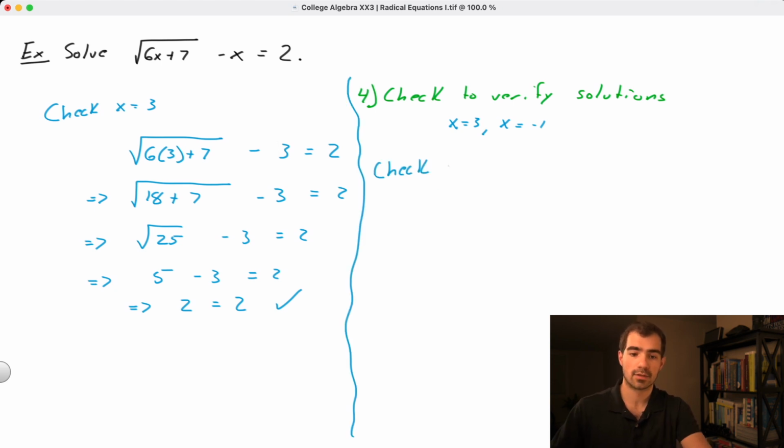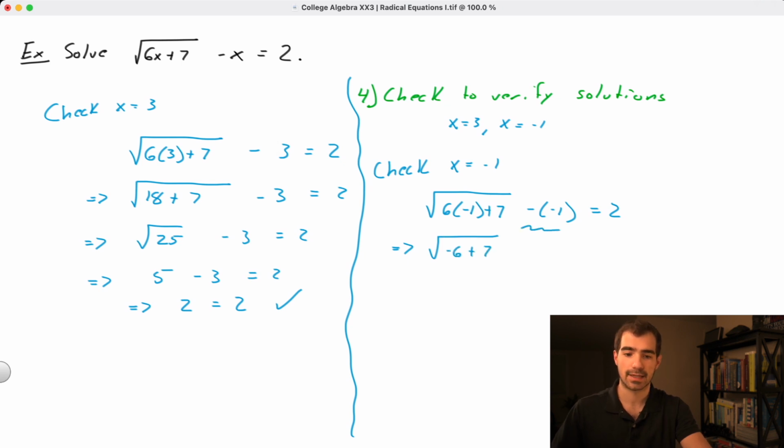Similarly, if we check -1, we can plug in the square root of 6 times -1 plus 7 minus -1 and see if that is equal to 2. 6 times -1 is going to give us -6 plus 7. The minus -1 will become plus 1. If we add -6 and 7, that's going to equal just 1. And if we take the square root of 1, that's also going to give us just 1.